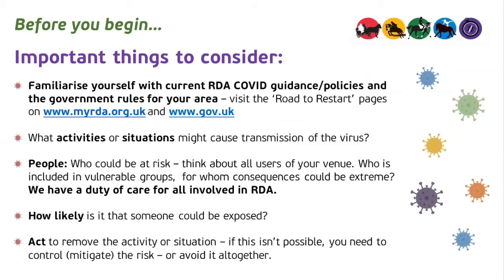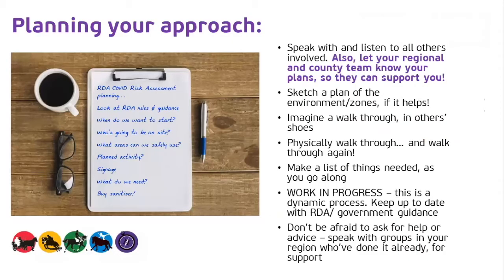Think about all the users of your venue and specific groups who are deemed more vulnerable and for whom the consequences of infection could be extreme. Think about the likelihood that somebody could be exposed. If you can't remove the specific hazards, you need to be able to control the risks. A methodical approach is really key here, so don't be tempted to rush your assessment.